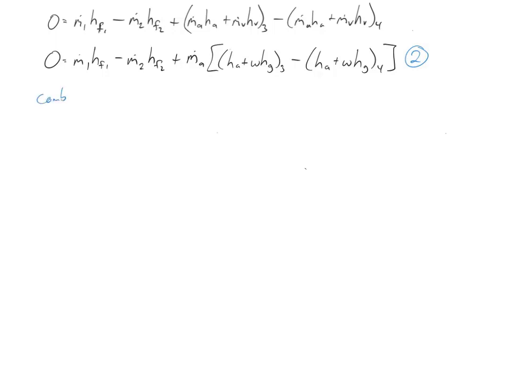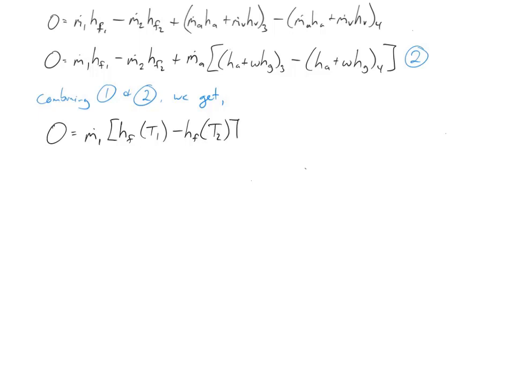So combining number 1 and 2, we get, and you can go back to check, equation 1 was the mass equation that we had solved for the mass flow rate of 2. But when we make that substitution here, we get the mass flow rate of 1 times the quantity of the saturated liquid enthalpy at temperature 1 minus the saturated liquid enthalpy at temperature 2, plus the mass flow rate of the air times the quantity of a big long thing here.